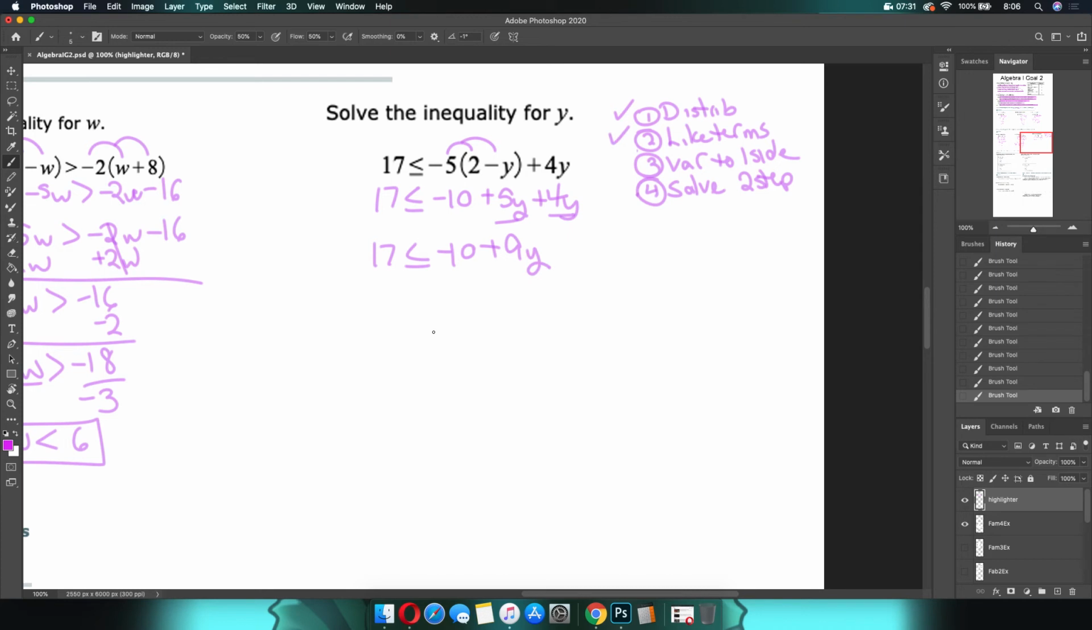Okay, next up, get the variable to one side. We didn't have to worry about that. So that one's already checked off by default. Awesome. So now we're going to add 10, 27 less than or equal to 9y, divide by 9, 3 less than or equal to y.